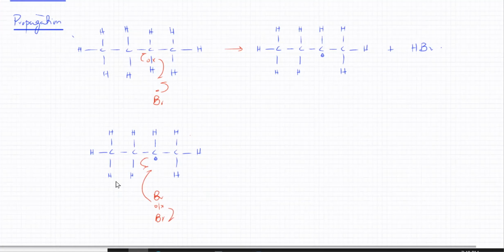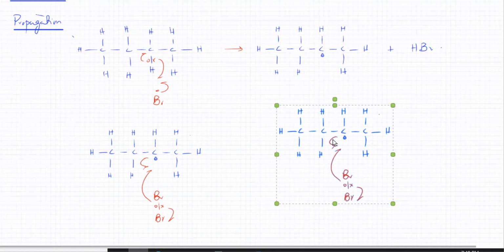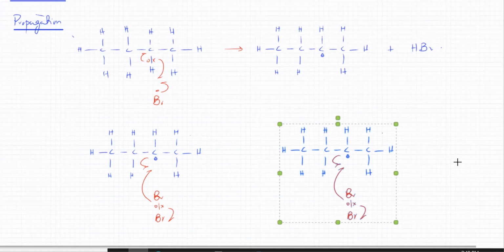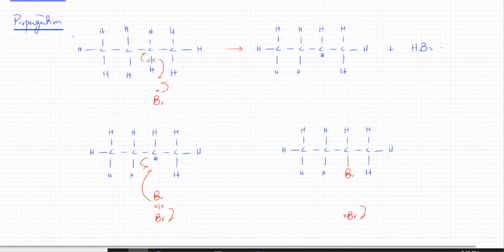So what's going to happen is that this bromine over here is going to take one of its electrons and simply bond with this carbon atom. So the carbon's bonds are now complete. Now this is a free radical, which is Br now. That's your free radical that's going to be produced. Okay, let's keep it there.